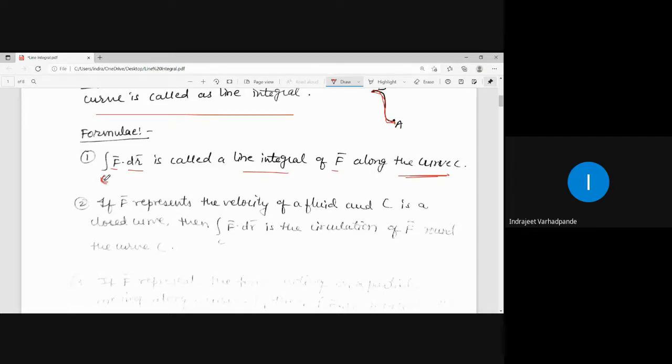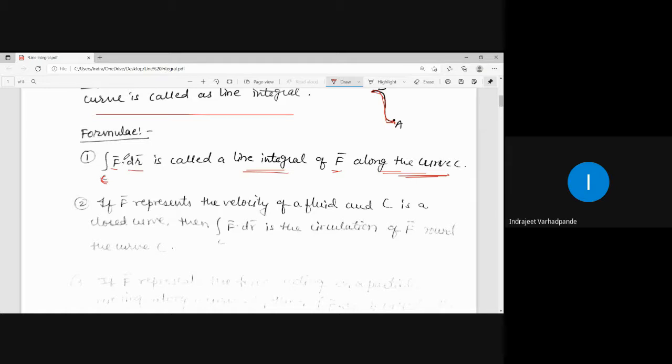Line integral over C, f bar dot dr bar is called a line integral of f bar along the curve C. So how is it represented by f bar dot dr bar? Now what is this f bar? This f bar is nothing but the vector function or the vector field. What is this dr bar? The dot product is to be taken of the vector function with the dr bar.